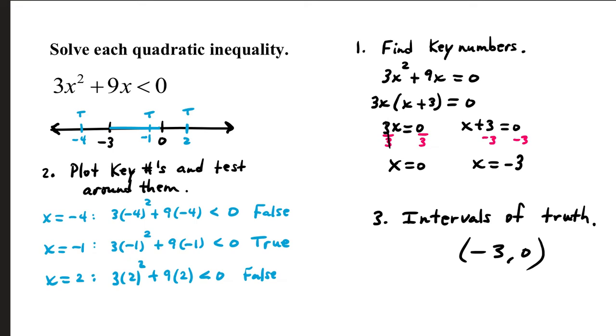Now, because our inequality is strictly less than, it's not less than or equal to, you have to use parentheses at your key numbers. So in part 3 over here to your bottom right, the only interval of truth was from negative 3 to 0.